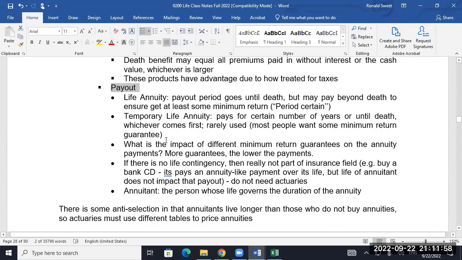You can get a period certain. So if you want to make sure, hey, I don't want to buy this annuity and then I die next week and I don't get any of my money back, you can say, hey, give me at least 10 years. A temporary life annuity, we're going to ignore that because no one really sells that anymore. So any guarantees you put on this is going to reduce your monthly income.